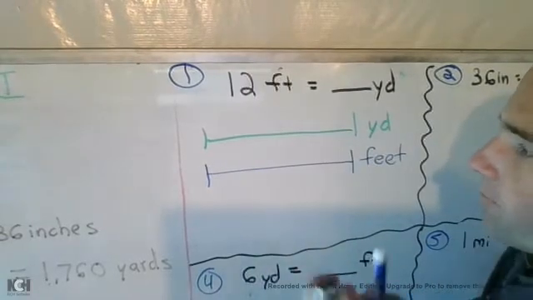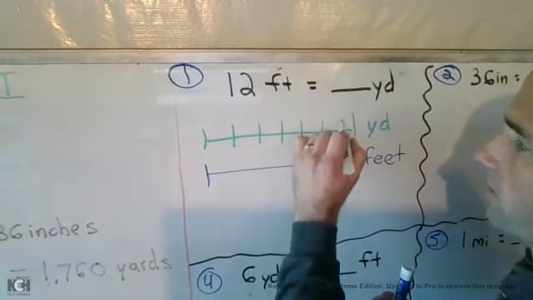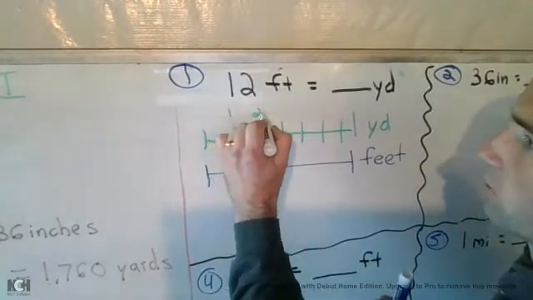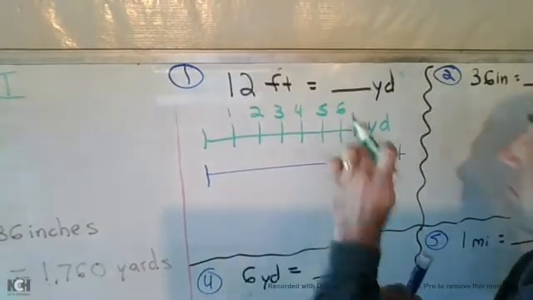So I'm going to count by yards. 1, 2, 3, 4, 5, 6. We'll stop there. And we'll number them 1, 2, 3, 4, 5, and 6.